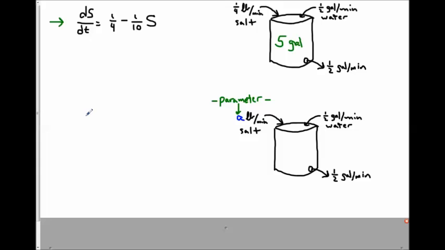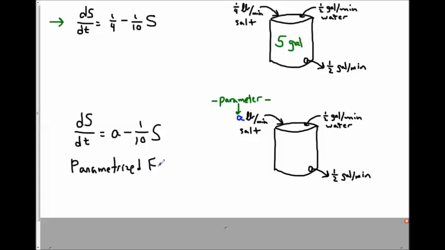Now if you do that, the differential equation, of course, is almost the same, except that that 1/4 gets replaced by an A. And analyzing this differential equation now is basically analyzing all these situations all at once for any value of A. And so this is called a parametrized family of differential equations. Essentially, we have this whole family of differential equations where A could be anything.